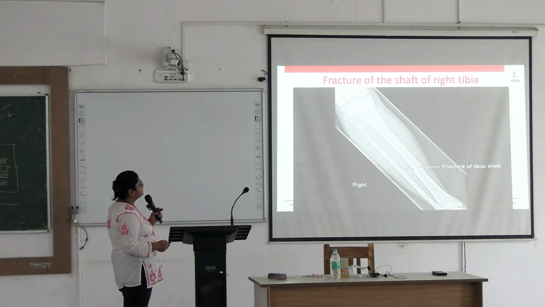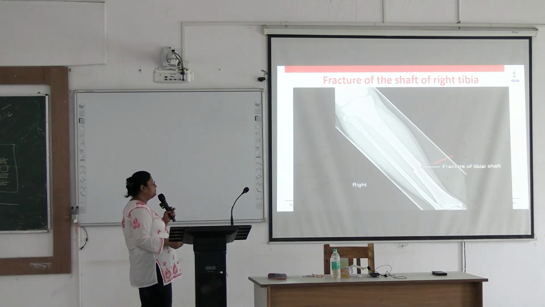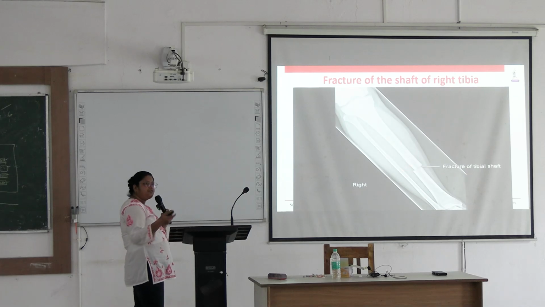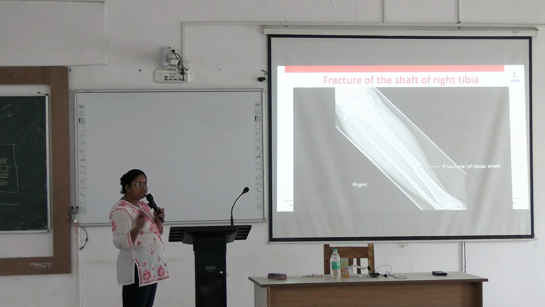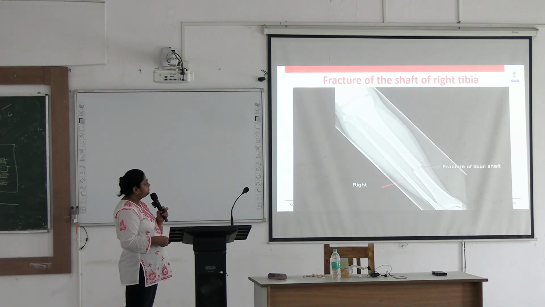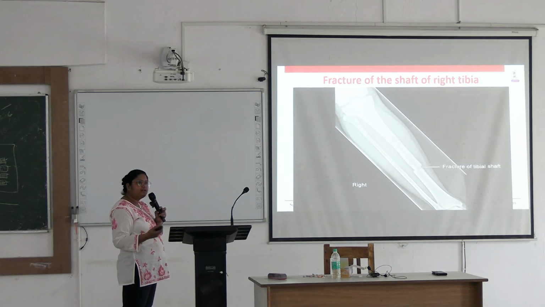Next, there is fracture of the shaft of the right tibia here. In this region near the lower end, lower one-third, the fracture has occurred, fracture of the tibia. Also, fracture of both bones of the leg is common. Fracture in tibia, also fracture in fibula. This mainly occurs in road traffic accidents.